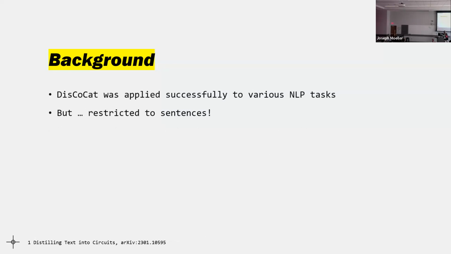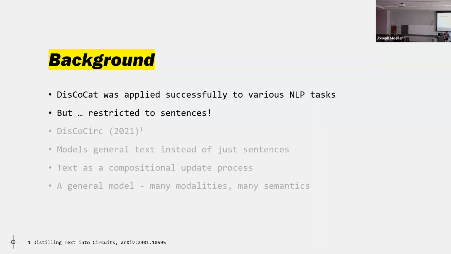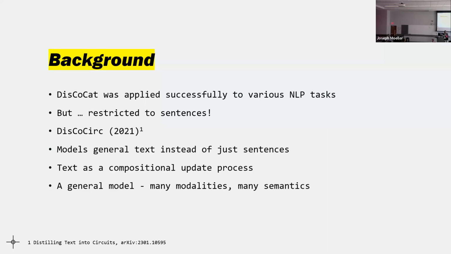DisCoCat was applied successfully to various NLP tasks, but it had a big restriction, which is that it was only restricted to sentences. Using DisCoCat, you can model constituents up to and including the level of sentences, but you can't go beyond that. That restricts the kinds of tasks you can do with it. So in 2021, this new model DisCoCirc was introduced. The reference I put there is not the original paper, but the one we would point you to today.